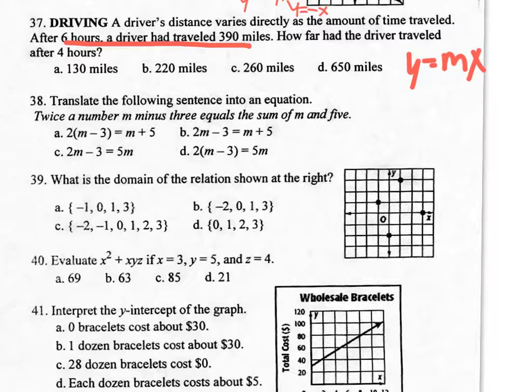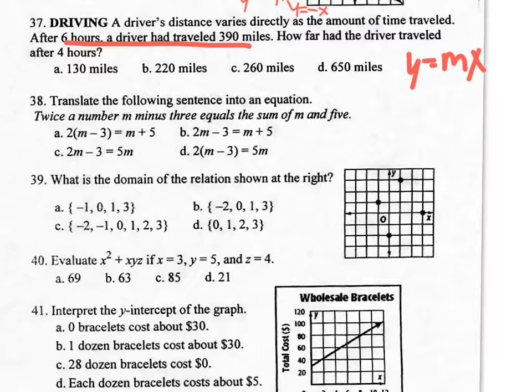If we read carefully, it says after 6 hours a driver traveled 390 miles. Now that's realistic. We understand what that means. Now what if I said after 3 hours? How could I figure that out? What is 3 compared to 6? Half. So it would make sense that after 3 hours, you would take half of the 390, right?